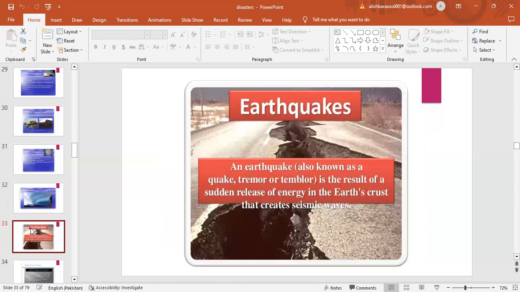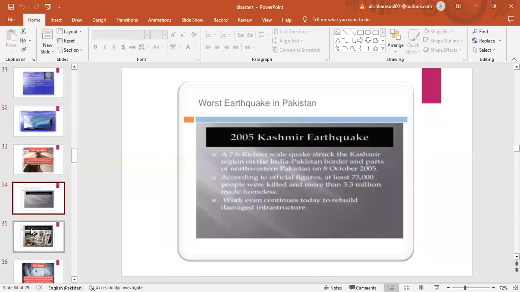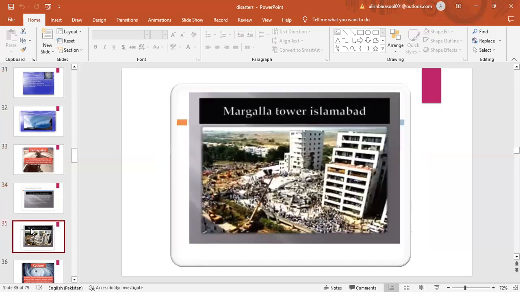Earthquake. An earthquake, also known as a quake, tremor, or trembler, is the result of a sudden release of energy in the Earth's crust that creates seismic waves. Worst earthquake in Pakistan: the 2005 Kashmir earthquake, a 7.6 Richter scale quake, struck the Kashmir region on the India-Pakistan border and parts of northwestern Pakistan on 8th October. According to the official figures, at least 73,000 people were killed and more than 3.3 million made homeless. Work continues even today to rebuild damaged infrastructure.